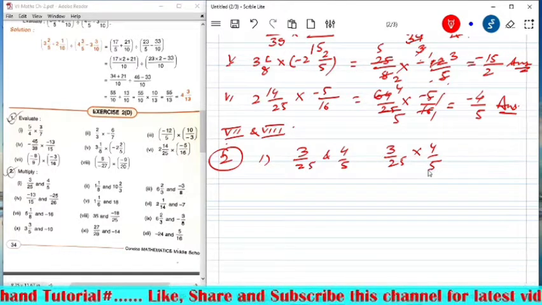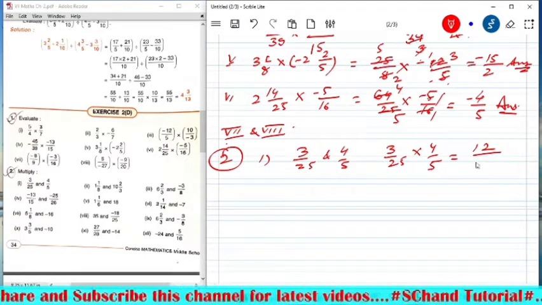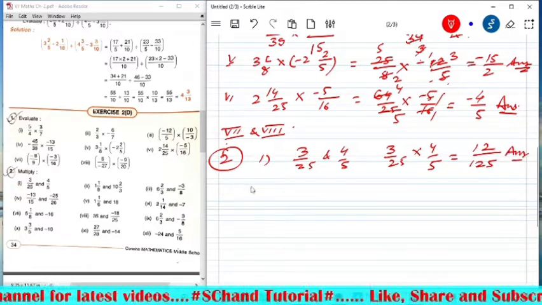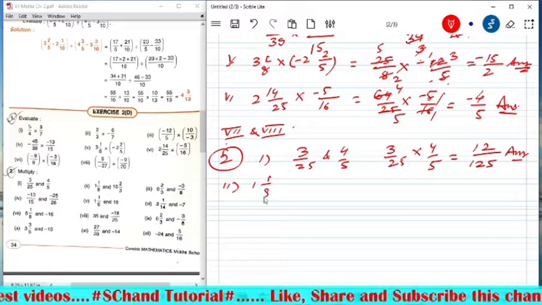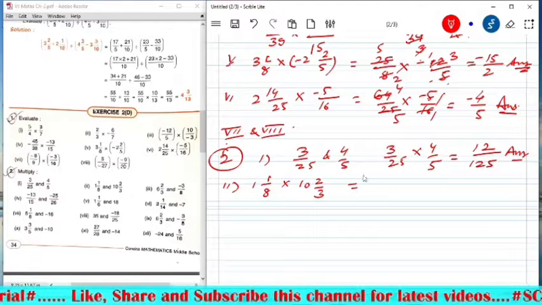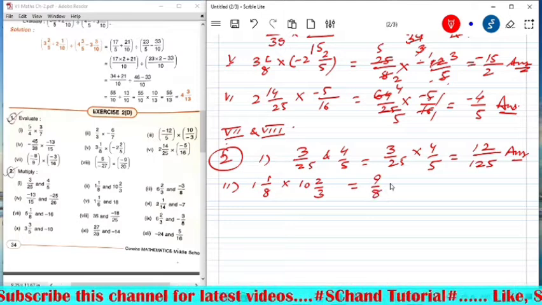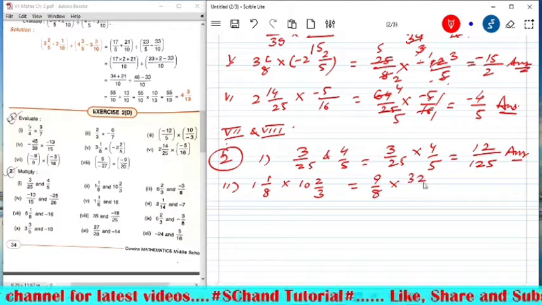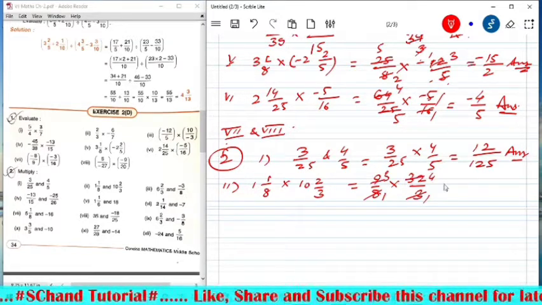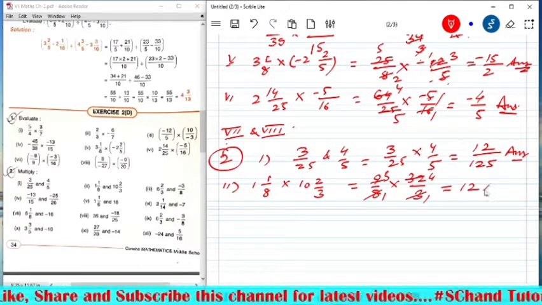So this is not coming in the same table. So 4 3s are 12 over 25 into 5, 125. So this is the answer. Then second, 1 into 1 over 8 multiply by 10 into 2 over 3. So make it a proper fraction. 8 plus 1, 9 over 8 into 30 plus 2, 32 over 3. 3 ones are 3, 3 3s are 9, 8 ones are 8, 8 4s are 32. So 4 into 3, 12. That is the answer.